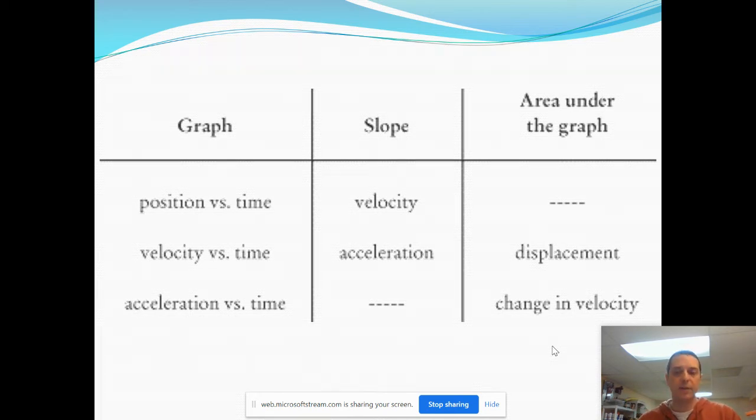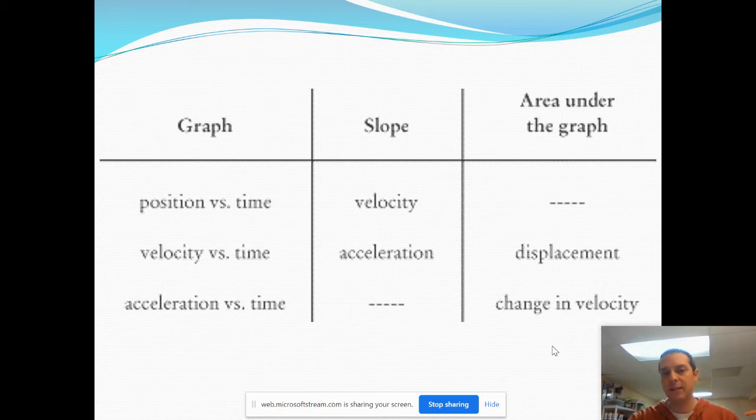If we look at the areas under the curve, it gives us a little bit of a different metric. There's no significant area for position as a function of time, but if we look at velocity, taking the area is the same thing as multiplying the axes together. Velocity times time will always give you the displacement, and acceleration times time will give you the change in velocity.